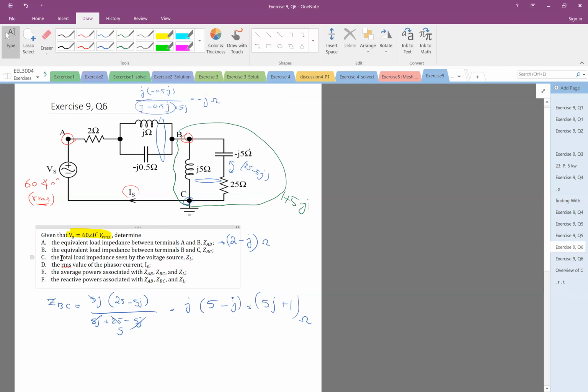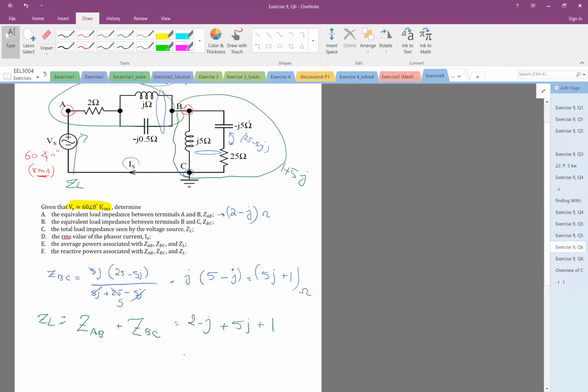Now the next part says to find the total load seen by the voltage V of S, Z of L, the whole thing. ZAB and ZBC are in series, so we just add them. This one was 2 minus J, the other one is 5J plus 1. So the total is 3 plus 4J. This is Z of L.